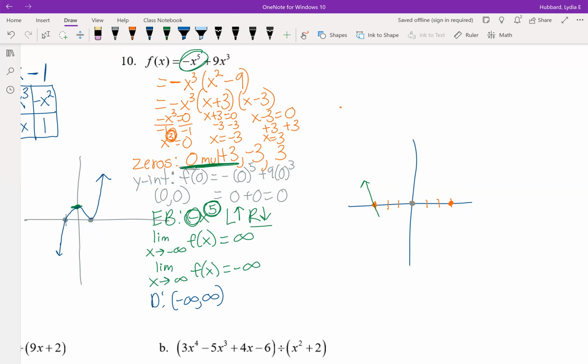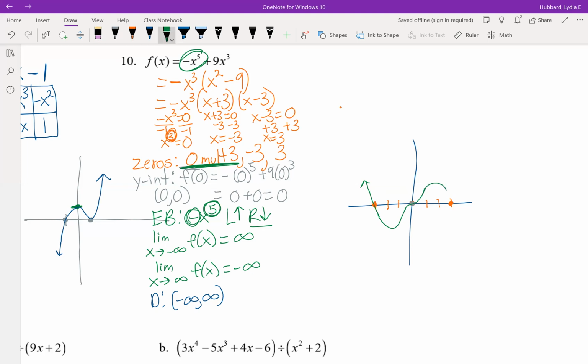Again, we can call it a shwoopa if you would like. So it looks something like that. Doesn't have to be perfect, just as long as it's not like that. That's incorrect. Okay, we change our concavity, and then we have to come back down and go back through that +3 in order to complete our graph.